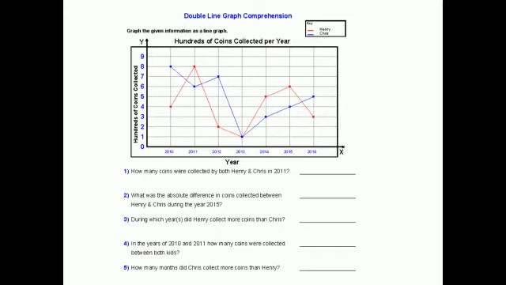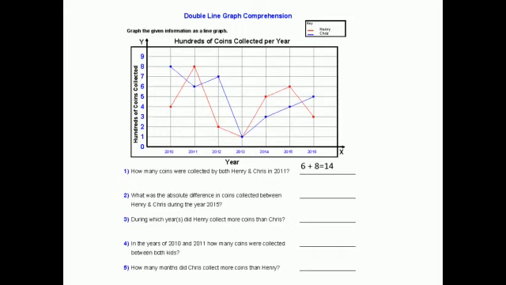How many coins were collected by both Harry and Chris in 2011? Go to 2011. You can see here 6 and 8. That is 14. This coin collection is written in hundreds. The numbers go from 0 to 9, so it is not only 9 coins, it is 900, 100. So we have 14 hundreds.